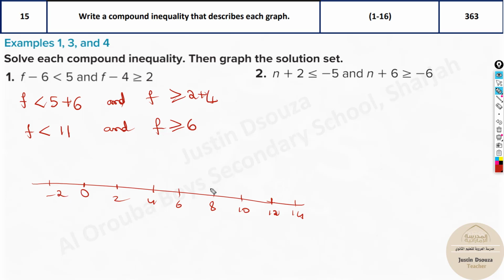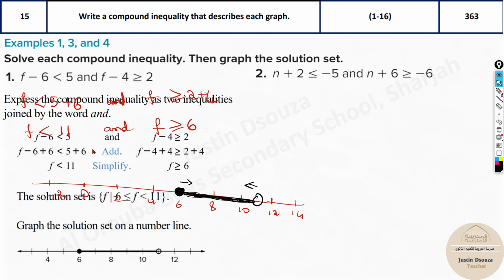Over here, it's -2. Now see what are the points given to us. 6, and this is greater than or equal to, so what do we need to do? We need to make a point here, like this, a point, fill the point. Here it's 11, less than, only less than, not equal to, so it's a hollow point. Now let's see, f less than 11, that means less is left side. f greater than or equal to 6, right side. So this is all the solution region. That's it. That would be the solution part.